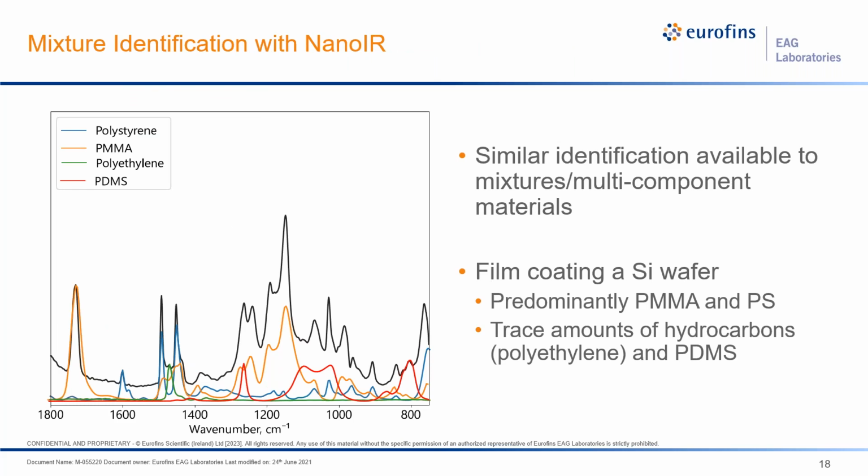And we also have access, similar to FTIR, to look at mixtures or multi-component materials. So in this case, we had a PMMA polystyrene film that was cast onto a wafer. And what we find is that the spectral features are predominantly PMMA and polystyrene. That is those references in orange and blue. But we also see some trace peaks that are due to hydrocarbons and silicone or PDMS, shown in green and red.